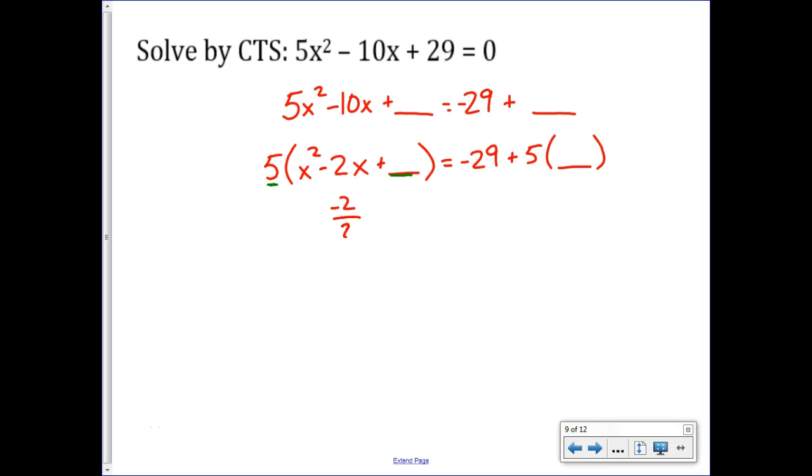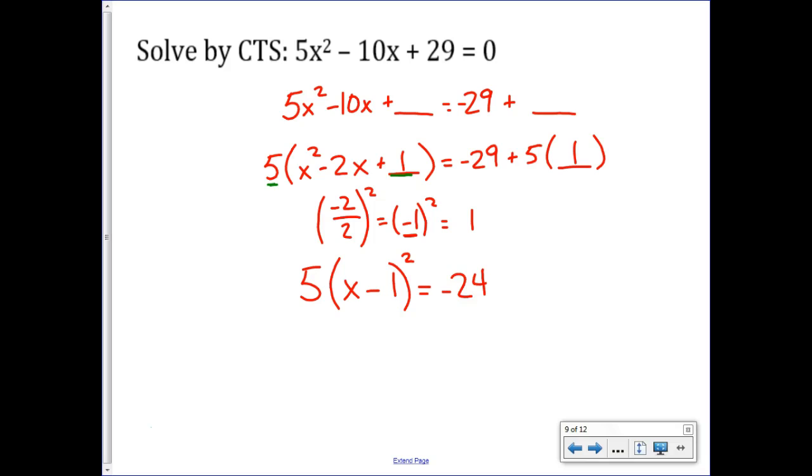Okay, so now we have negative 2 over 2 that we square, so we get negative 1 squared, which is 1. So I'm going to put a 1 here, and then this will be 5 times 1 when I add it over to the other side. So I still have my 5 out front, but then I have x minus 1, remember it's coming from here, quantity squared, is equal to negative 24, because I did negative 29 plus 5 times 1.